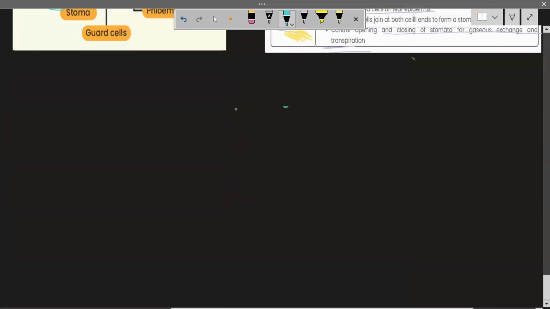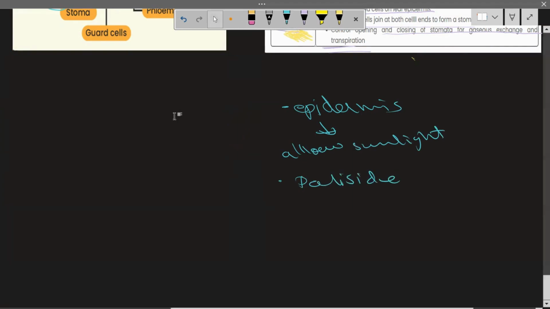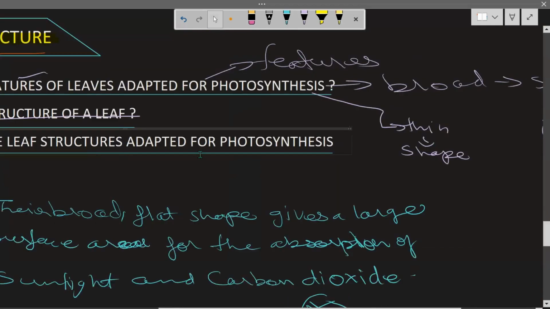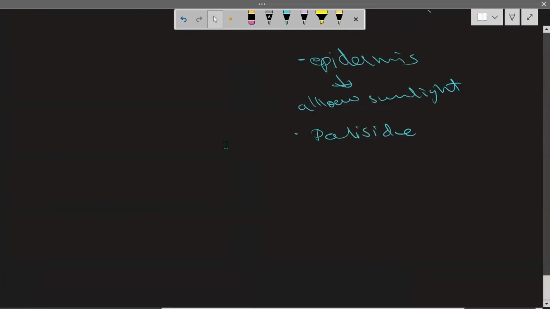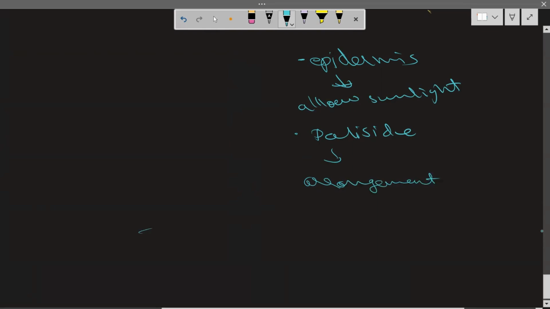So epidermis, what does it do? It allows sunlight. Now the second point is palisade mesophyll. How is it adapted for photosynthesis? In palisade mesophyll, the arrangement helps them in photosynthesis.